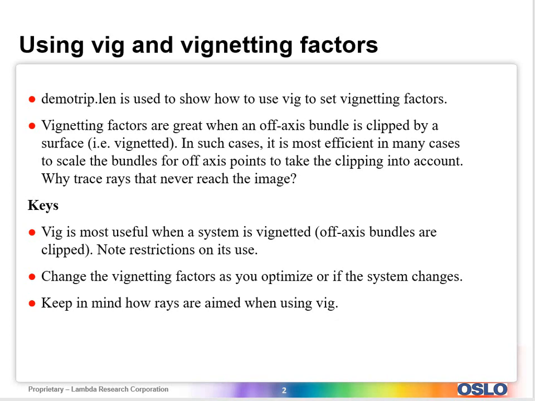Keep in mind also how rays are being aimed through the system when you use VIG. It doesn't work with all types of ray aiming. It doesn't make sense to do it with all, and specifically the rim reference mode is another modality that does similar sorts of things as this that you'll want to use in different cases. I'll talk about that more in a moment.